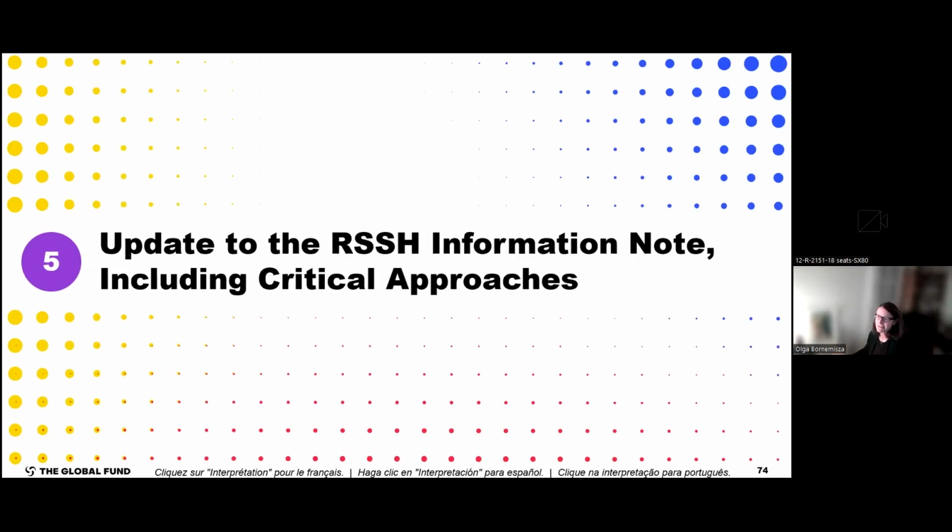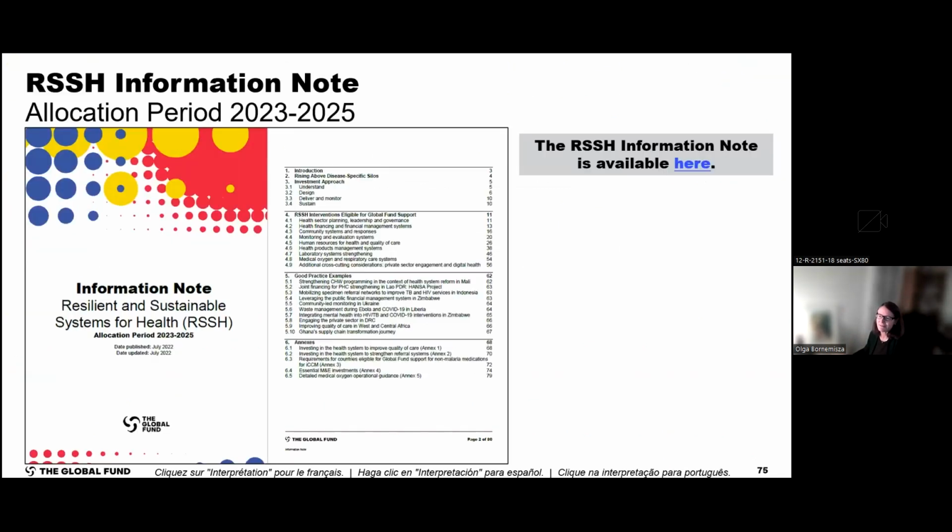So the next slide, and maybe just introduce myself. My name is Olga Bornemisa, and I'm one of the senior health systems advisors here at the Global Fund. So I'm going to mostly focus on the information note, but I will reference the modular framework in my presentation. So this is a screenshot of the information note. It's got 4 main areas. So an introduction, then it has a section on the main areas that are covered under RSSH, and that's what I'm going to focus on today.